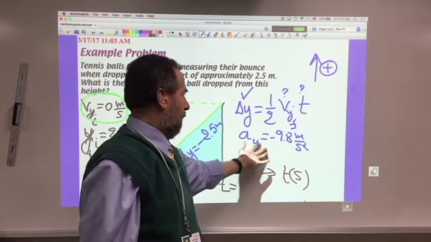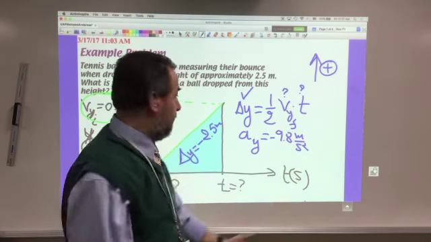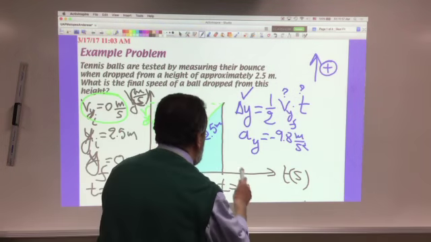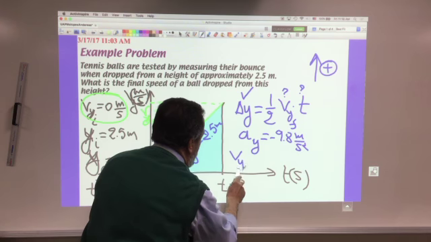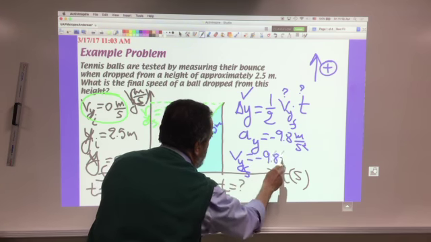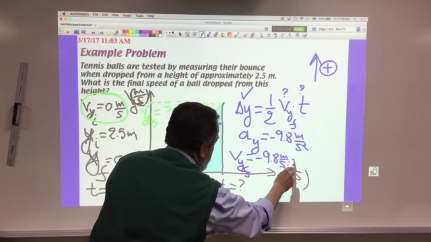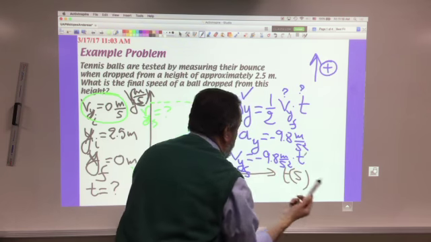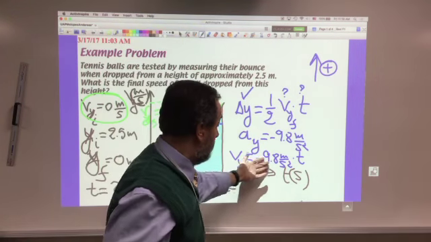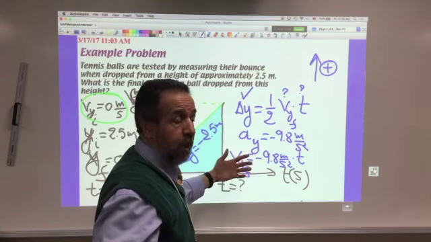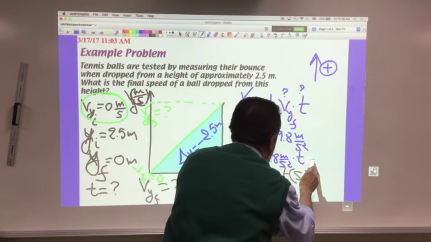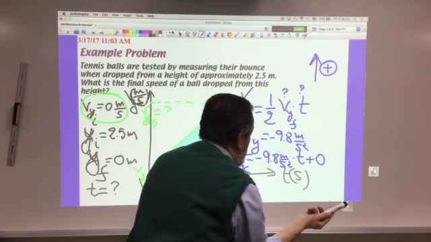You would say, okay, so how is this going to help me? Of course it's going to help you. We're going to write the equation of the line now. The equation of the line is going to be vyf, which I don't know, equals negative 9.8 meters per square second multiplied by time, because this is one of the equations that we've been working with, and it's the equation of the line anyway. And then plus some initial velocity, which is 0.